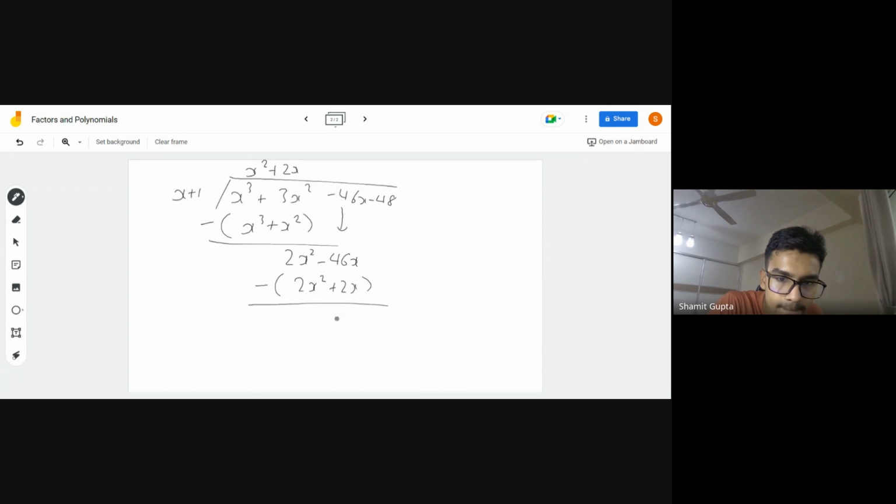So this will become minus 48x, and then you can take, not borrow, this minus 48. Now you have x here, you want minus 48x, so you can multiply by negative 48 to get negative 48x minus 48. They add up to 0. So x cubed plus 3x squared minus 46x minus 48 divided by x plus 1 is equal to this. This is your answer.